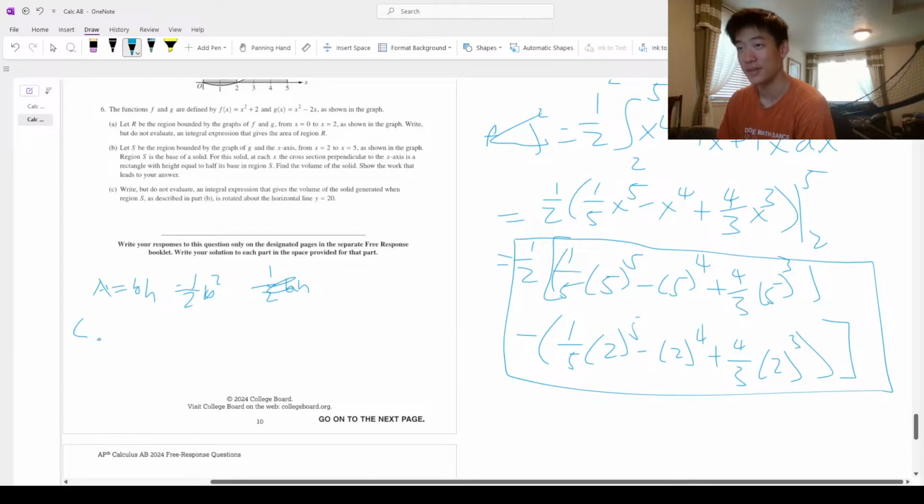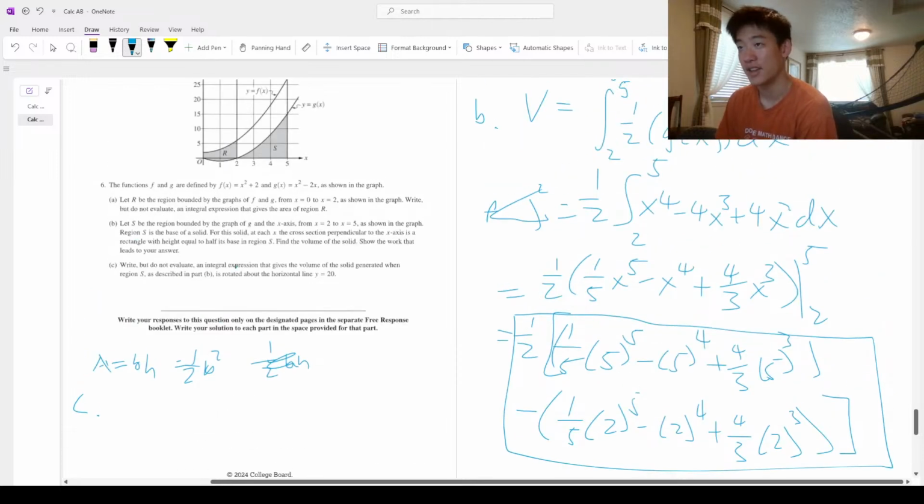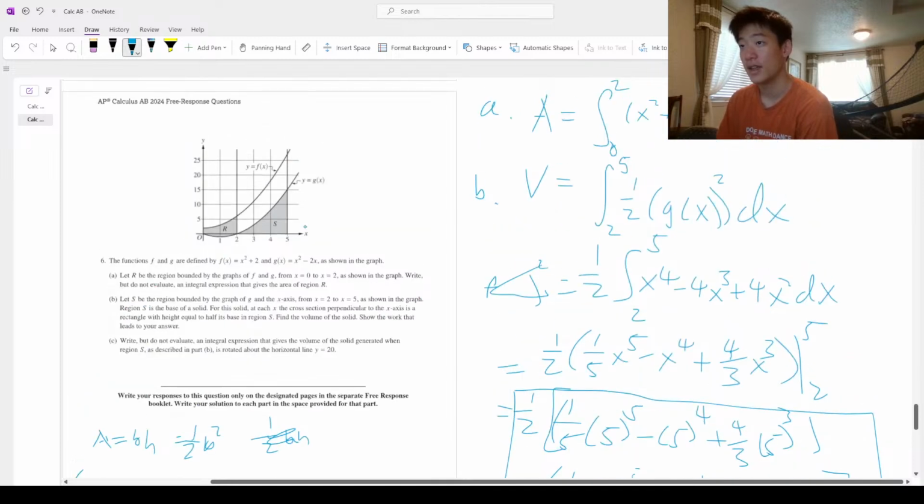Okay, part C. Write but do not evaluate an integral expression that gives the volume of the solid generated when region S is rotated about the horizontal line y equals 20. So y equals 20 is all the way up here. Okay, so this is the washer method.